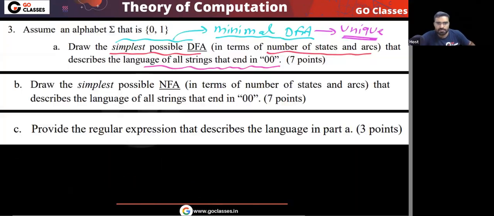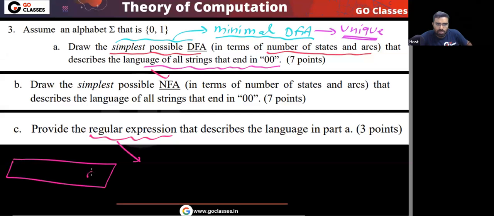Is this point clear? The question is asking, so we have done NFA, we have seen NFA also. Now, what is the regular expression for this language? Tell me. For this language ending with 00, what is the regular expression? Remember, we want to end with 00.